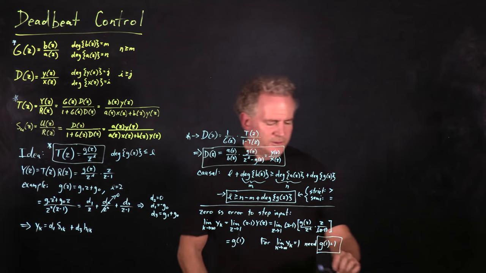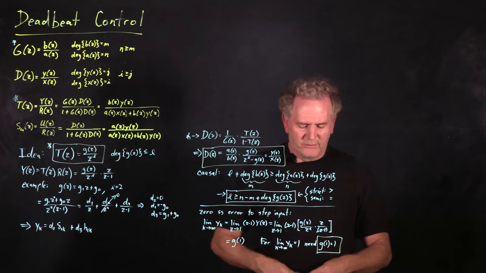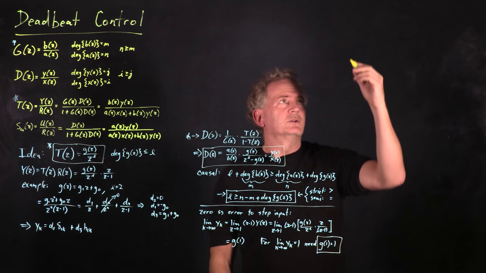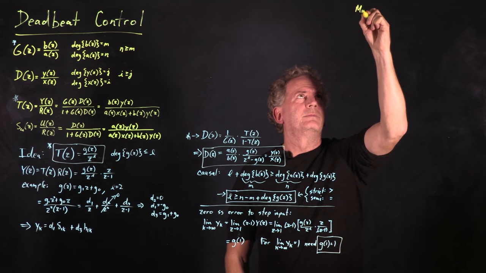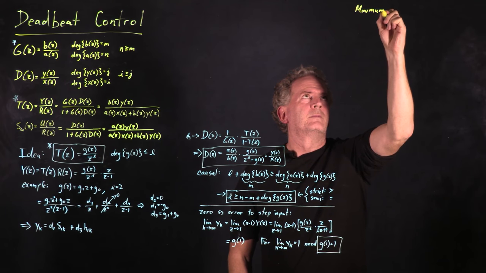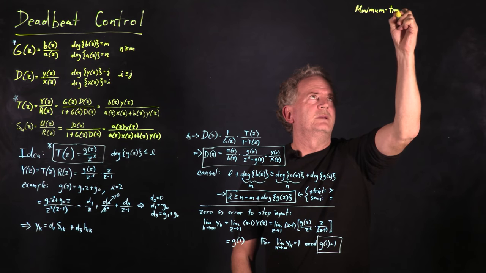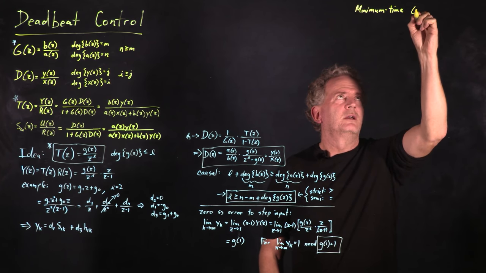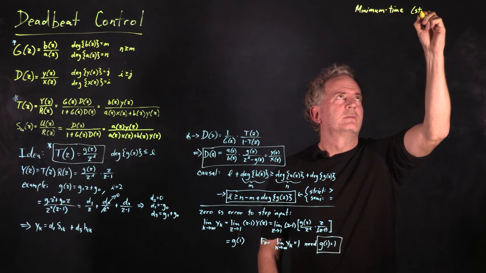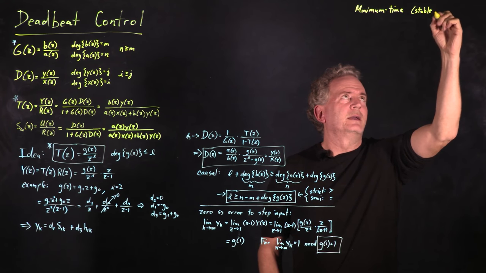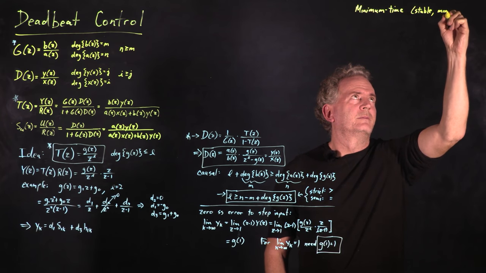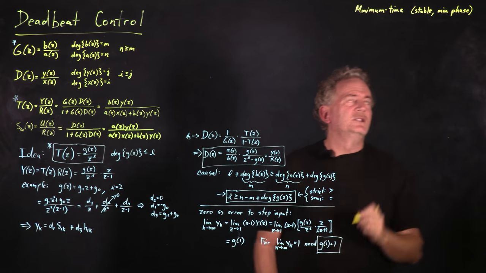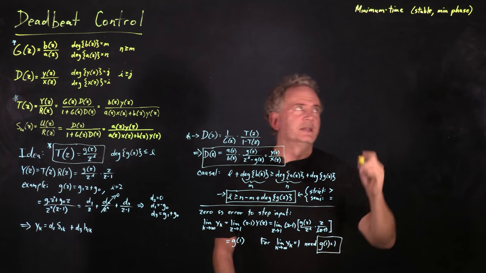And so the first controller that I'm going to develop is what I'll call a minimum time deadbeat controller. And we'll be able to do this for plants which are stable and minimum phase. So we're going to take the plant as being stable and minimum phase.